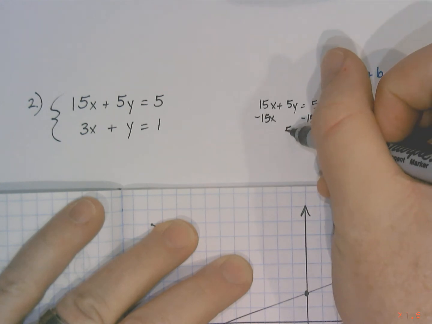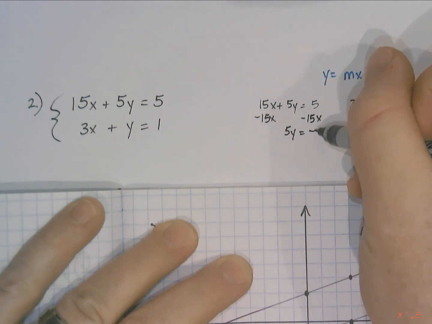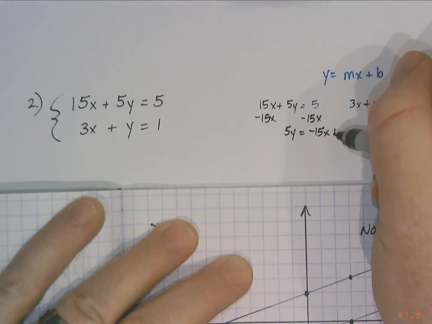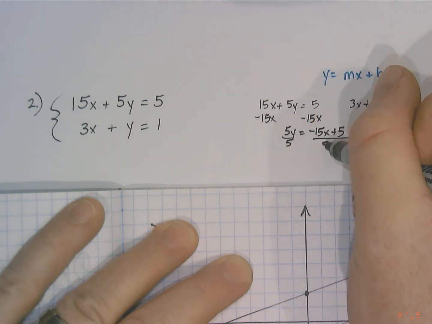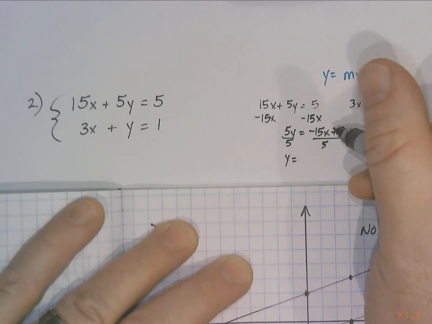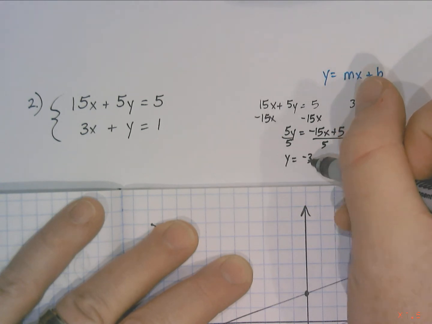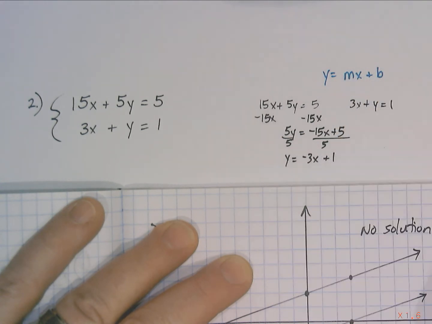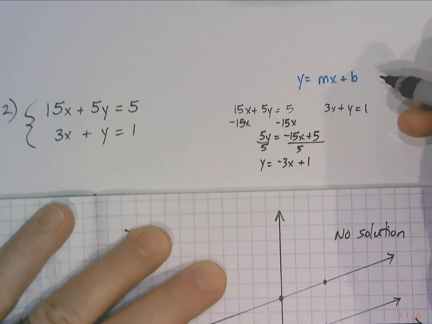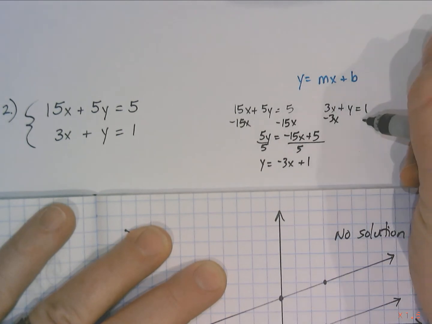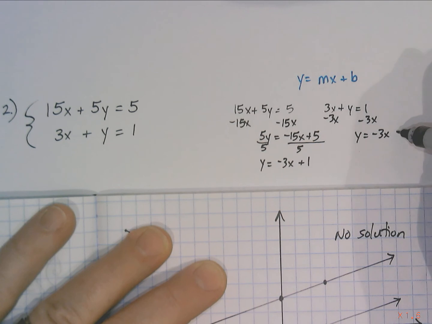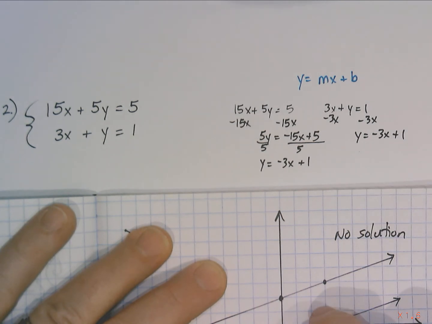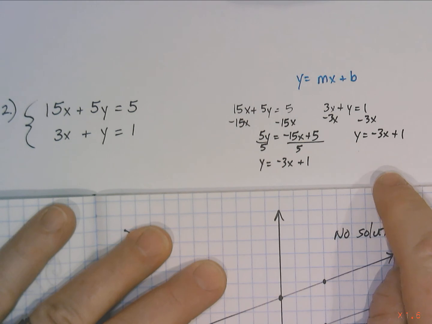So I've got 5y equals negative 15x plus 5. Then I divide everything by 5, so y equals negative 3x plus 1. And over here, we're going to subtract 3x from both sides. Y equals negative 3x plus 1. And if you notice, they're the same exact equation. They're both going to be right on top of each other.